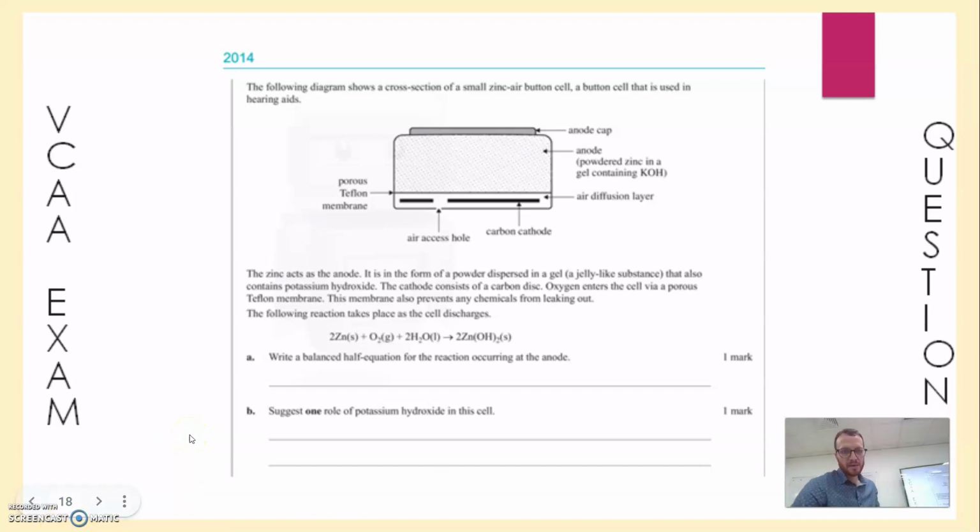Zinc acts as the anode. It forms a powder dispersed in a gel, a jelly-like substance, that also contains potassium hydroxide. The cathode consists of a carbon disc. Oxygen enters the cell via a porous Teflon membrane. The membrane also prevents any chemicals from leaking out. The following reaction takes place as the cell discharges. Discharge, think galvanic.